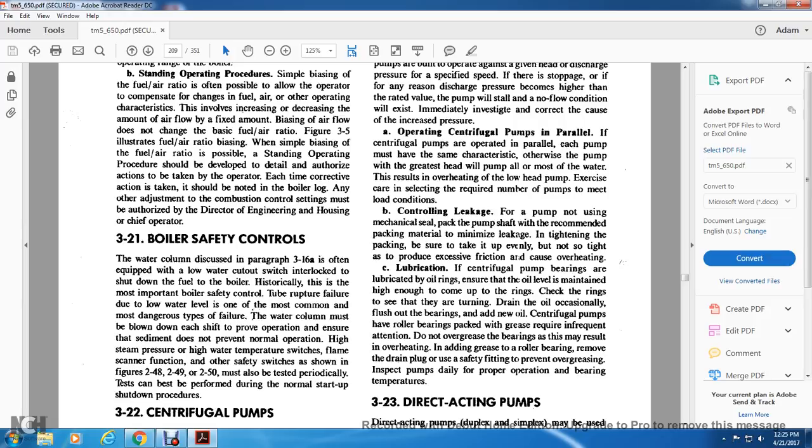Controlling leakage for the pump: a mechanical seal or packing is used on the pump shaft. The recommended packing backing material allows minimal liquid leakage in the tightening of the packing. Be sure to take up evenly but not tightly, as this will produce excessive friction and cause overheating.